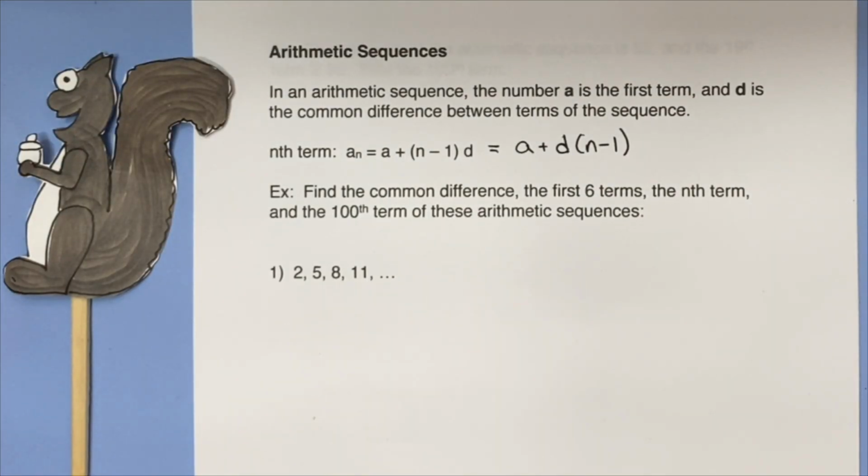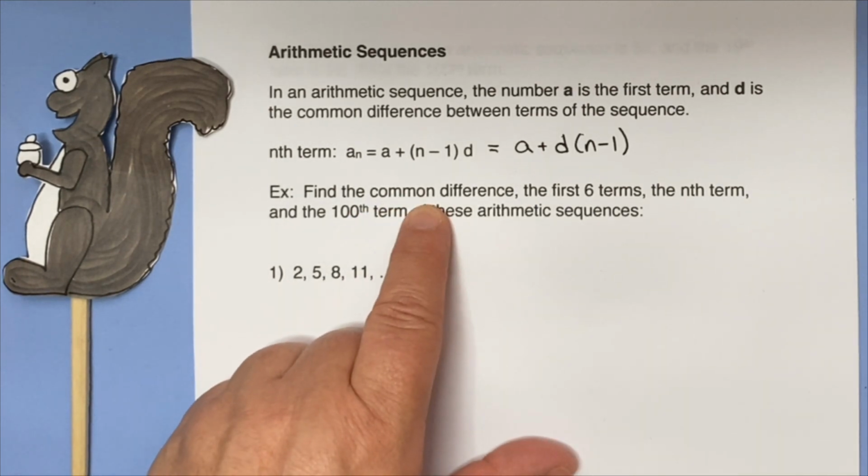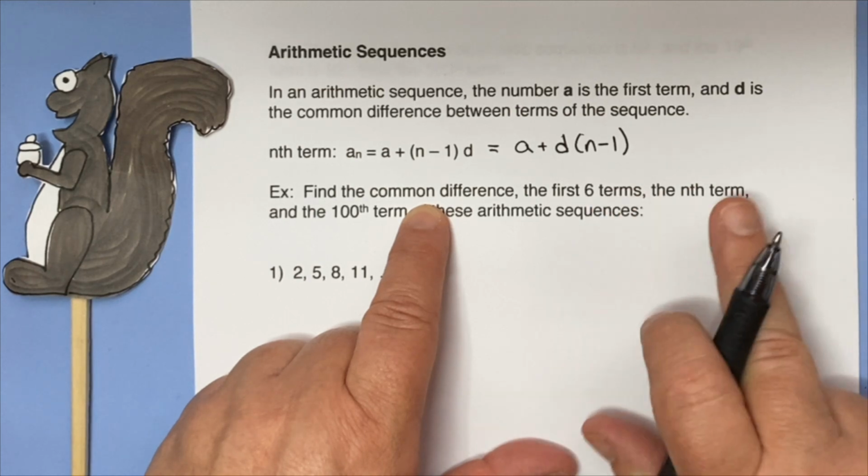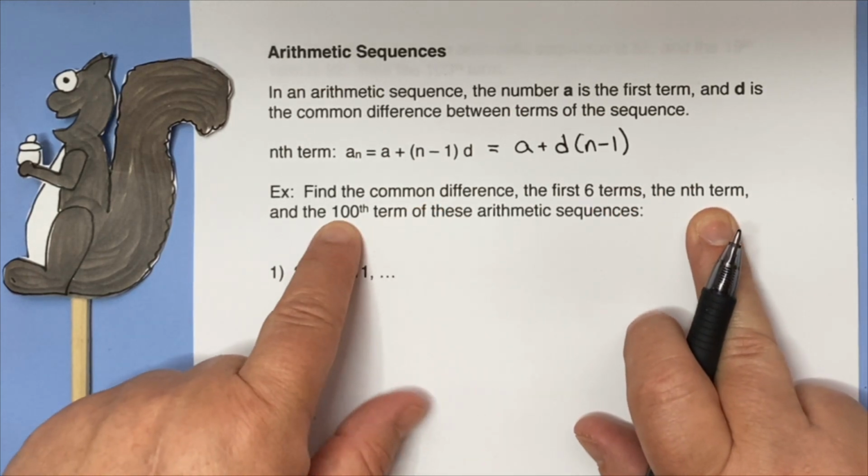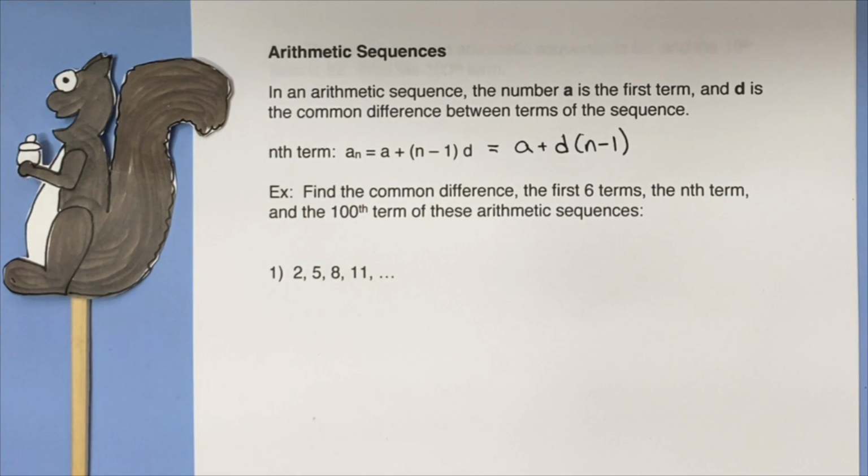So, for these problems, let's practice. We're supposed to find the common difference, the first 6 terms, the nth term, and the 100th term. Dun, dun, dun! But this is, again, all we're doing is we're building up our understanding of patterns. And this is what we want to look for. What kind of patterns? Because out in the wilds of mathematics, nobody's going to say, oh, look, that's an arithmetic sequence. You're going to be asked to recognize it.